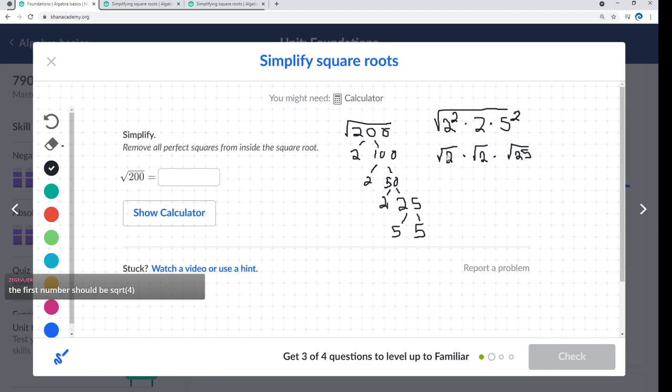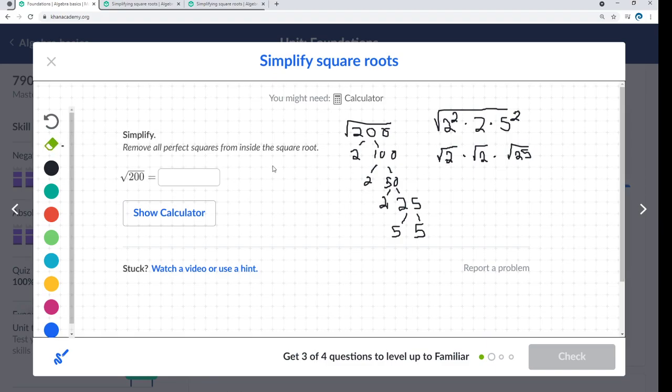Oh, it should be square root of 4. You're right. Right, square root of 4, yeah. Gosh, I'll do something in my head, but then I won't remember to translate it. So it'll be 4. But I guess what I wanted to do is translate, so that would become 2, right? 2 times square root of 2 times square root of 25.